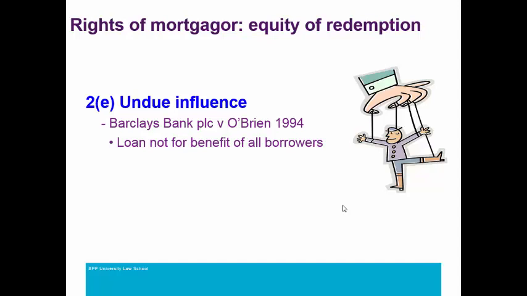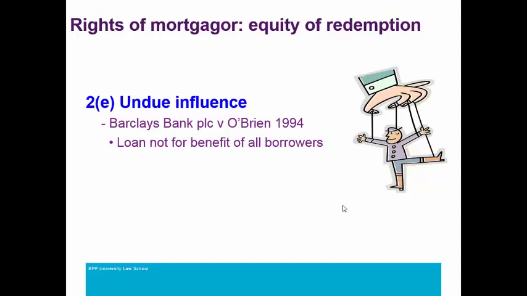Mr. O'Brien misrepresented the situation to his wife. He said that she had to sign the document, that the loan was simply for a short term of about 3 weeks, and it was for a small amount of money, £60,000. He was actually telling lies. The loan was for a much longer period, and it was for £154,000.